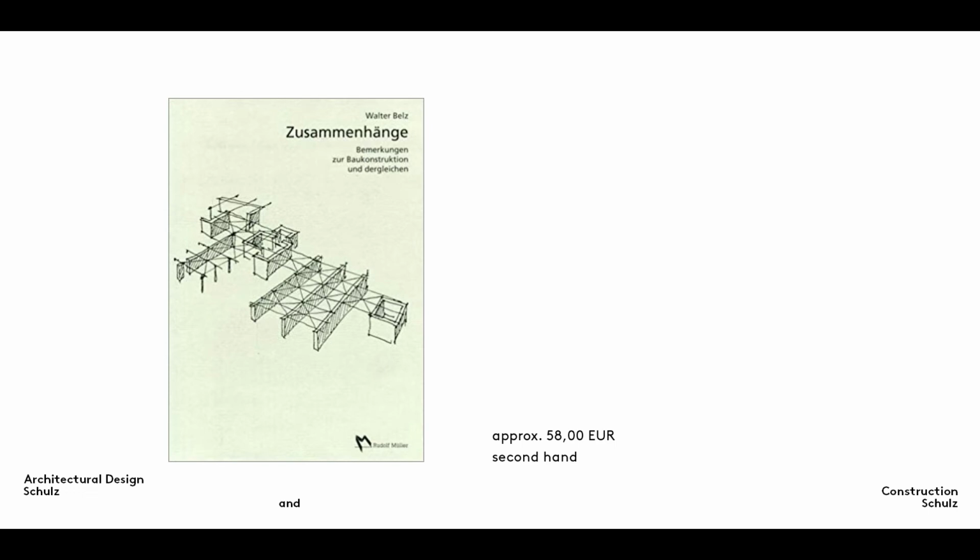Again, for those of you who read German, Zusammenhänge, Connections, is one of the best books ever written on structural design. Walter Belz, Professor of Structural Design at the Technische Universität Darmstadt, wrote it in 1993 for his students. Though many of the technical details are now out of date, it provides an exceptionally clear explanation of the relationship between design and construction. The book is now out of print and therefore only available in second-hand bookshops, libraries, and online.